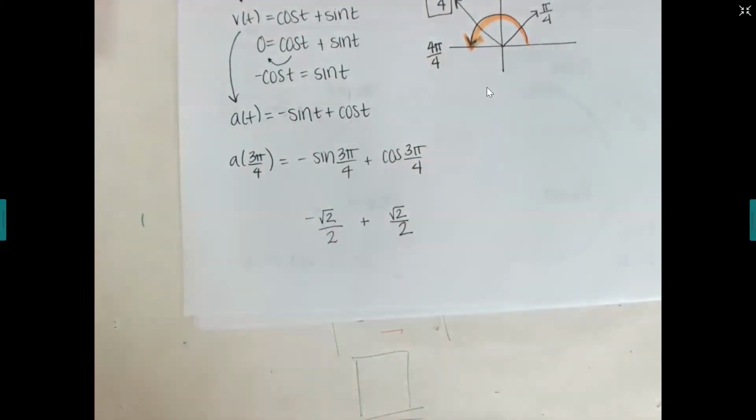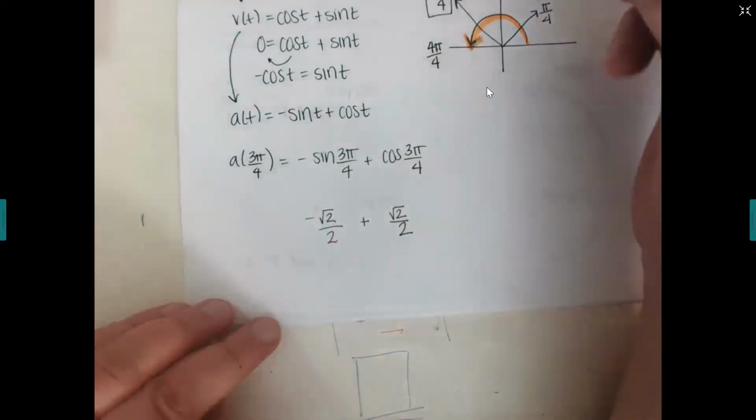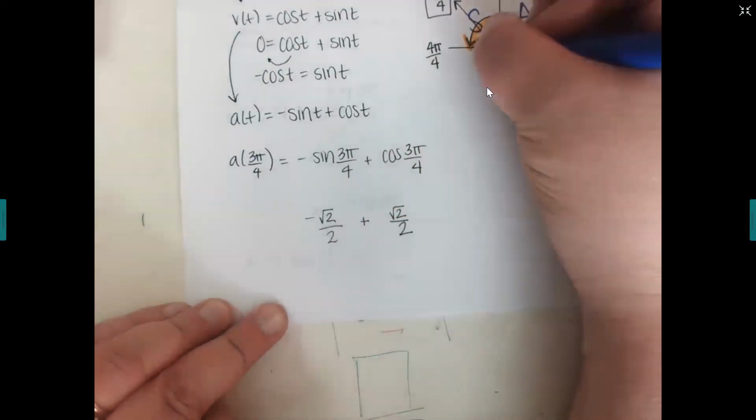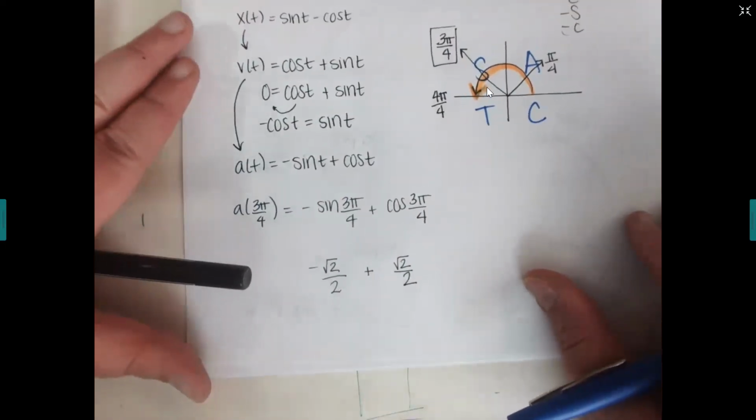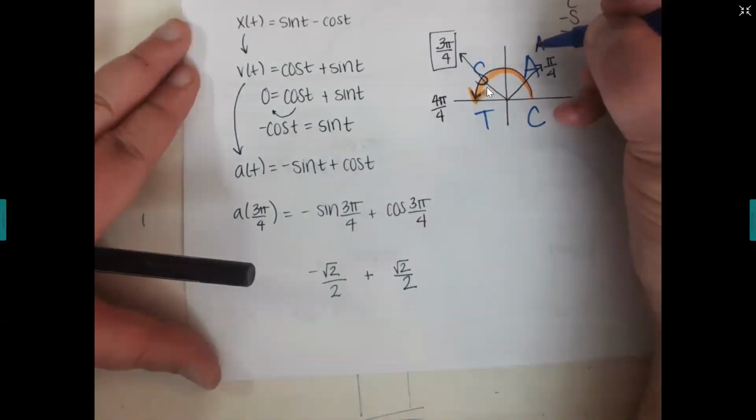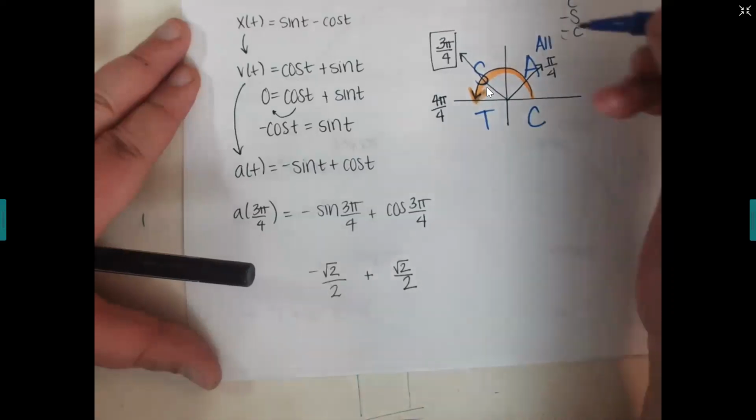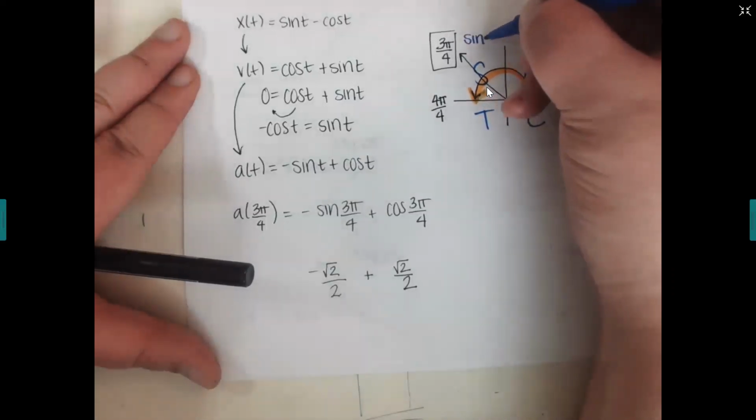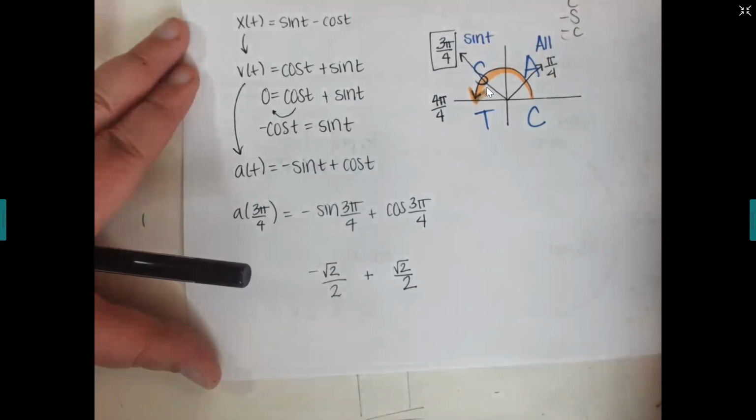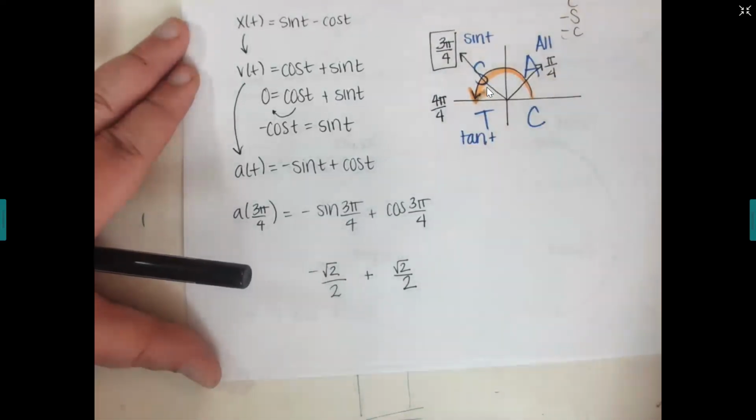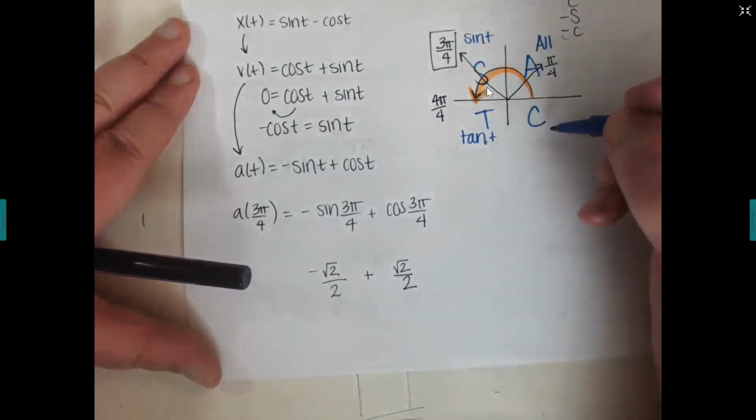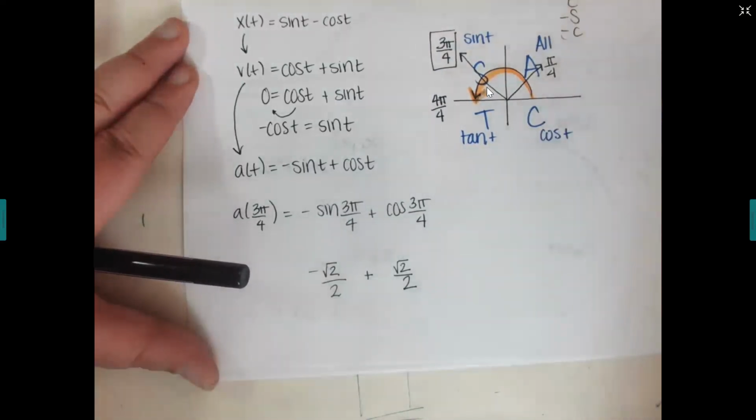Do you remember the All Students Take Calculus class, or All Star Trade? Okay, so remember that that tells you which functions are positive in which quadrants. So for the A, all 3 of them are positive. For S, only sine is positive. Cosine and tan are both negative. T, tan is positive, but the other 2 are negative. And then in the C quadrant, only cosine is positive.